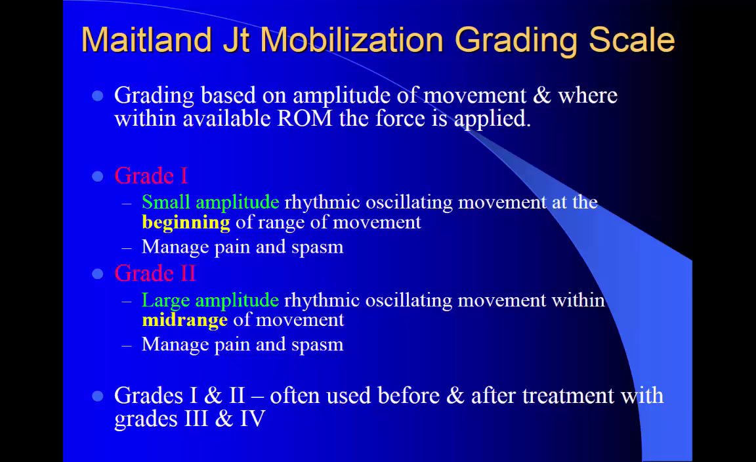A grade 2 mobilization occurs when large amplitude rhythmic oscillating movements are performed within the mid-range of movement. Grade 2 mobilizations are performed to manage pain and spasm as well. Grade 1 and 2 mobilizations are often used before and after treatment with grade 3 or 4 mobilizations. As has been previously stated, grade 1 and grade 2 mobilizations are primarily used for pain management and spasm reduction.